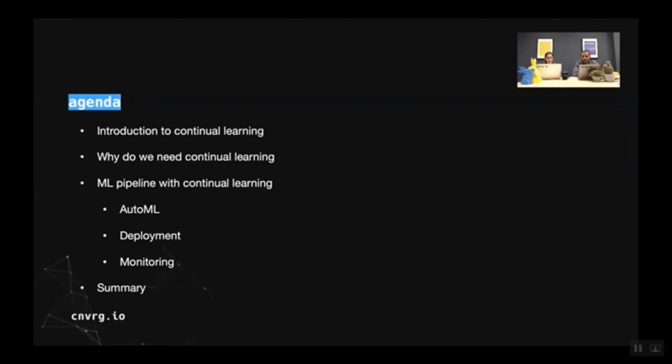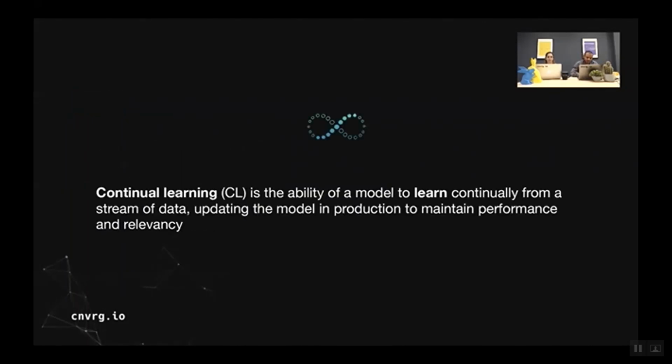We need continual learning, where this is coming from, and we'll also describe a pipeline, an end-to-end pipeline of machine learning that also includes AutoML, model deployment, and model monitoring. And then we'll summarize, and we'll also have some more time for Q&A. All right, so what is continual learning?